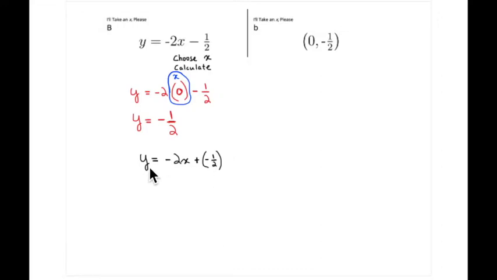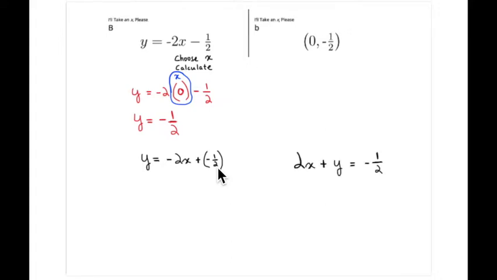This is where I rewrote the equation in slope-intercept form, but I rewrote it as adding a negative 1/2. So then it's very clear that this negative 2 is the slope, and this negative 1/2 is the y-intercept. Now I want to change this form to the standard form, which is ax plus by equals c.